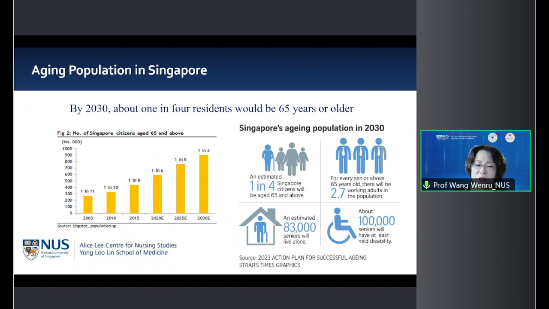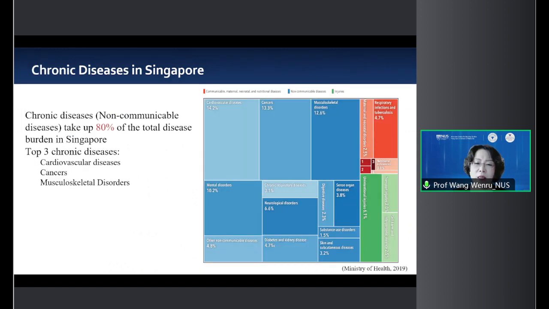As the population ages, we can see that there is a dramatic increase in elderly individuals living alone and suffering some sort of disabilities. Currently, we know that non-communicable diseases or chronic diseases actually take up more than 80% of the total disease burden in Singapore. The top 3 chronic diseases are cardiovascular disease, cancers, and musculoskeletal disorders. But if you look at this table, mental health disorders are also a significant concern in Singapore, because you can see over 10% of the population in Singapore also experience mental disorders.